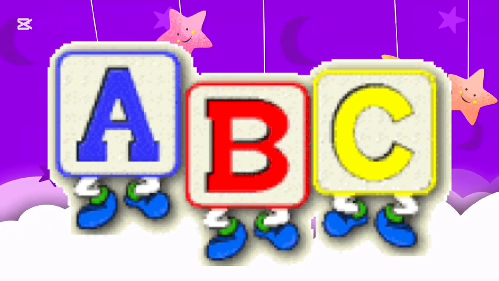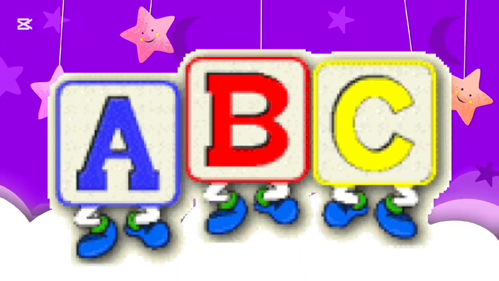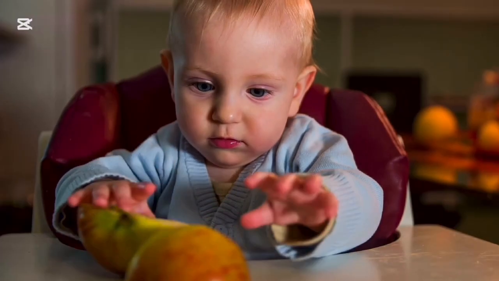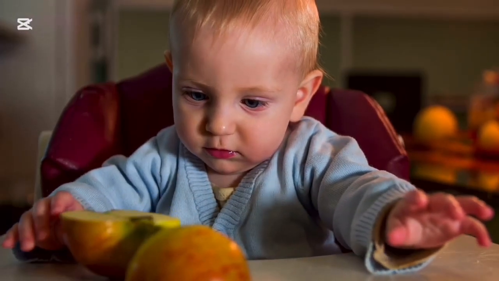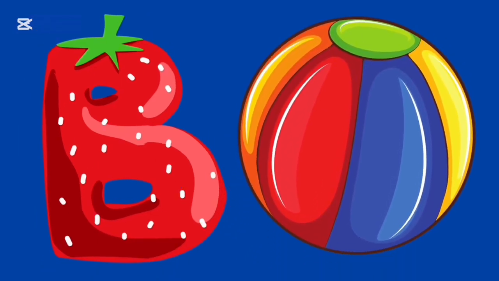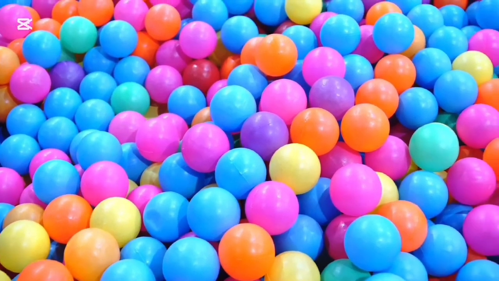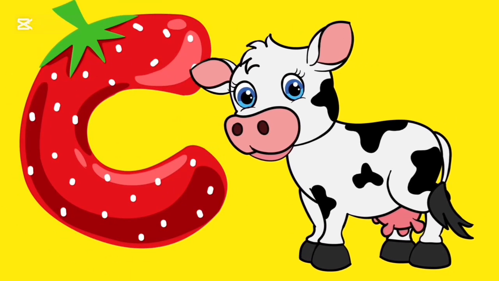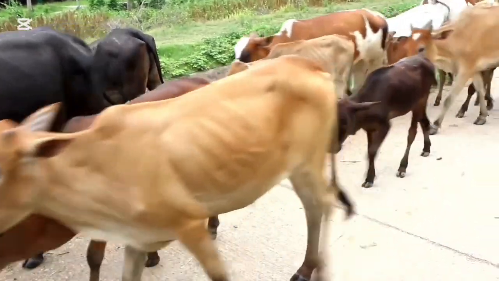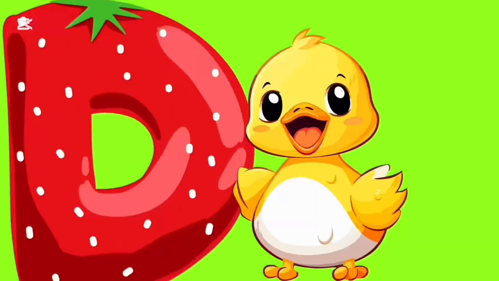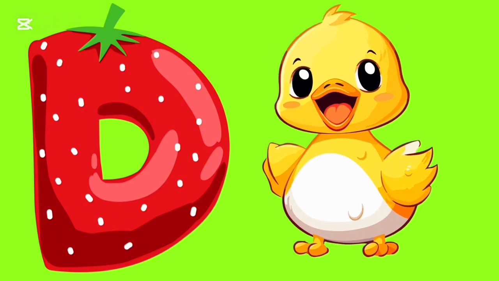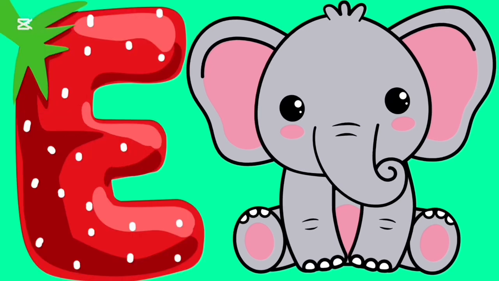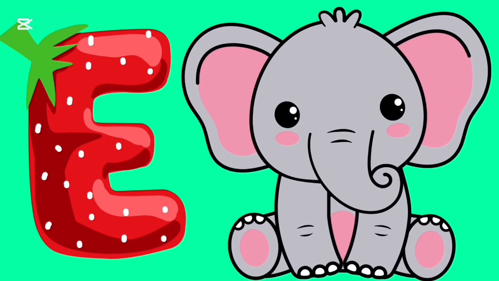Hi beautiful kids. Well, ABC song. Are you ready? Let's start. A for apple, apple. Yummy. B for ball, ball. C for cow, cow. D for duck, duck. E for elephant, elephant.